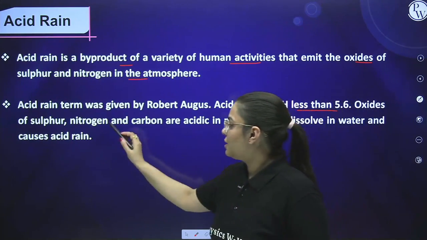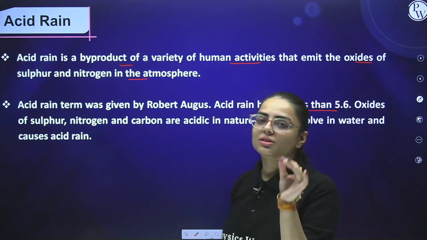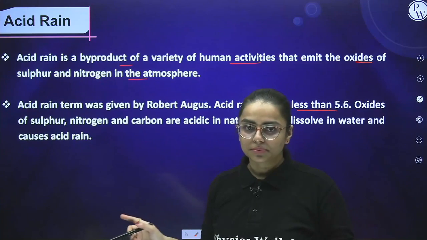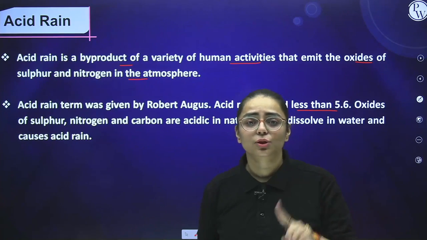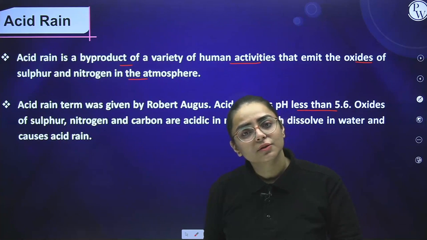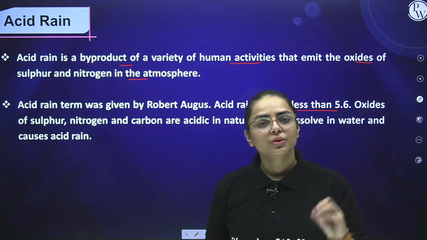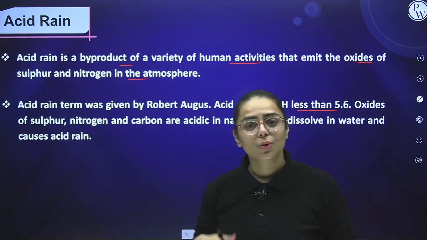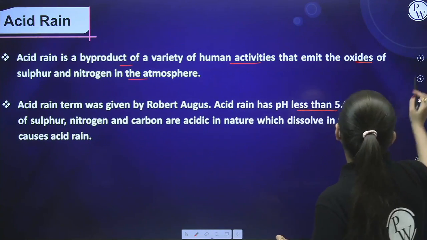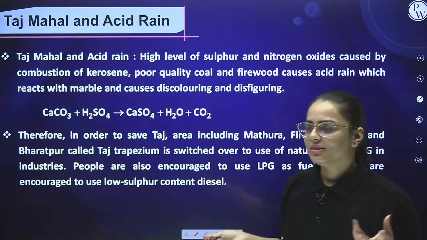Oxides of sulfur, nitrogen and carbon are acidic in nature, which dissolve in water and cause acid rain. We have seen the reactions. When CO2 reacts with O2 and water, it produces H2CO3. When SO2 reacts with O2 and water, it produces H2SO4. When NO2 reacts with O2 and water, it produces HNO3, which causes acid rain, right? So quite easy reactions. Now, students, comes the Taj Mahal and acid rain. It is quite an easy concept, you know.